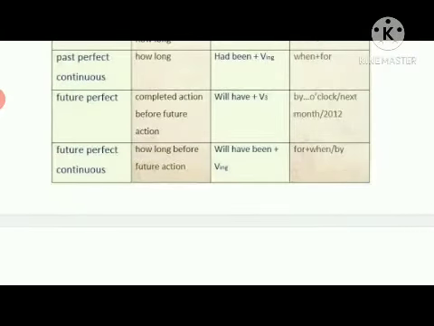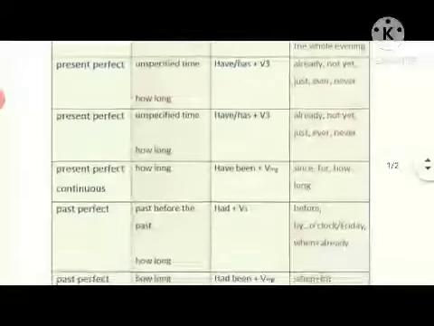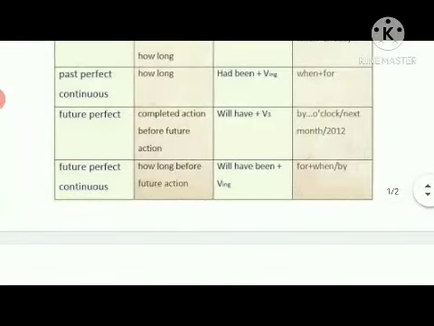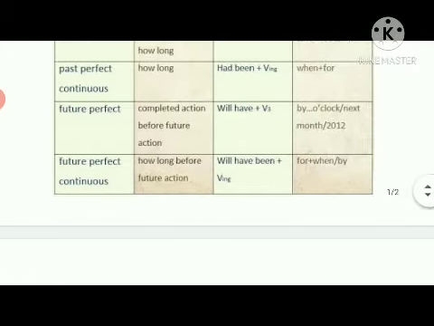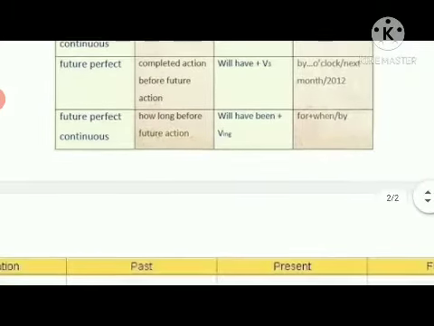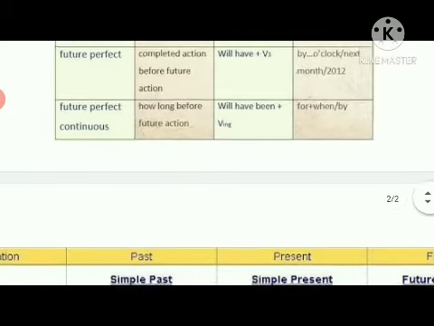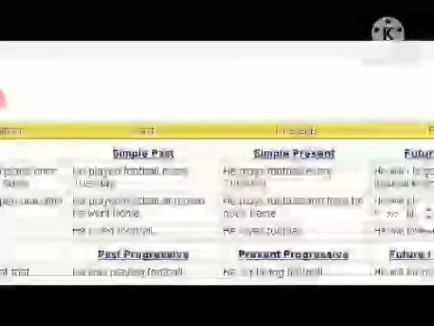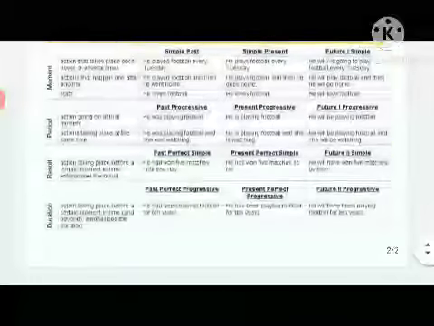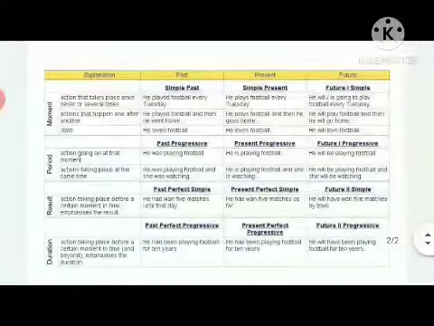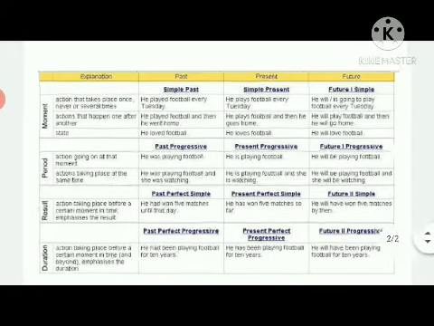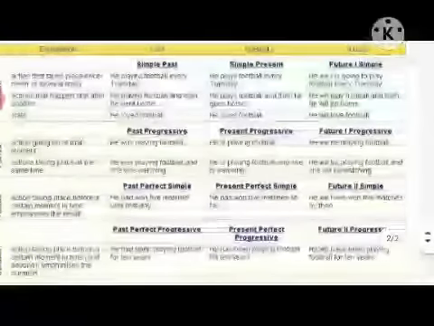In future simple we will use will plus verb first. Future continuous we will use will be plus verb first plus ing. And in future perfect we will use will have plus verb third. And in future perfect continuous we will be using will have been plus verb first plus ing. So these are the tenses, from which you will be able to understand from sentences how we use the structures and formulas of these tenses, starting with present.